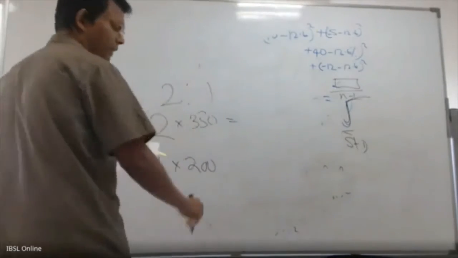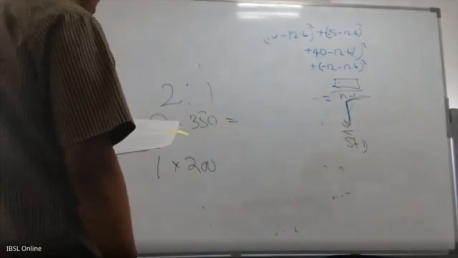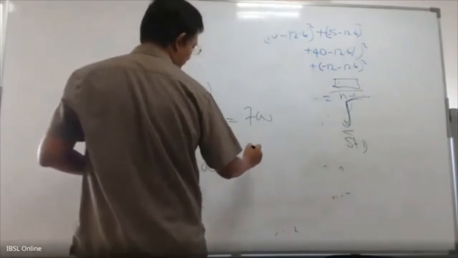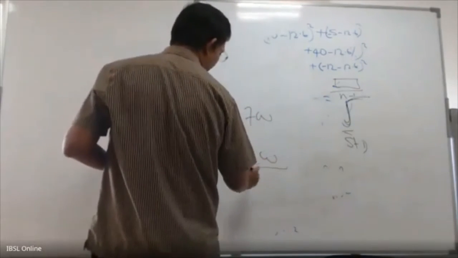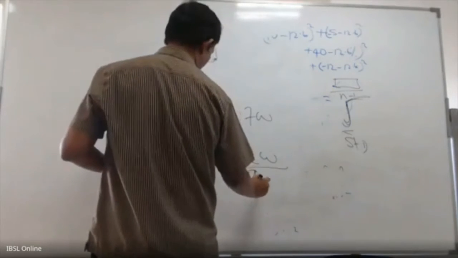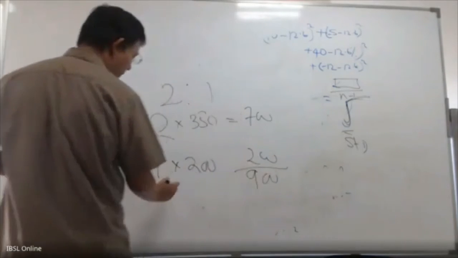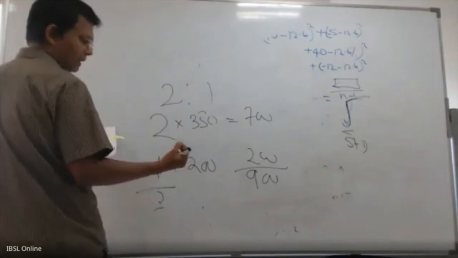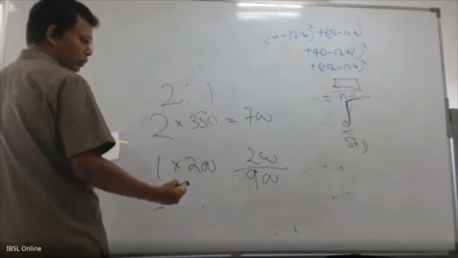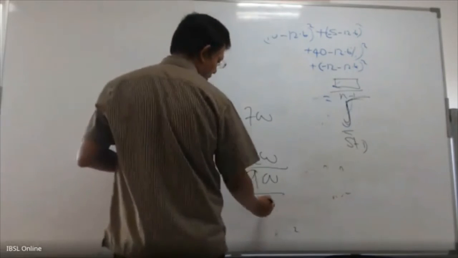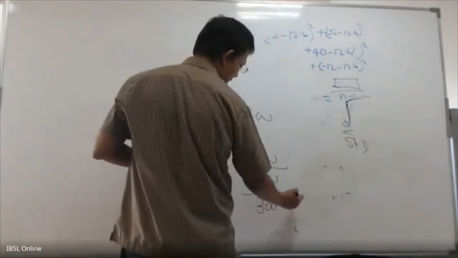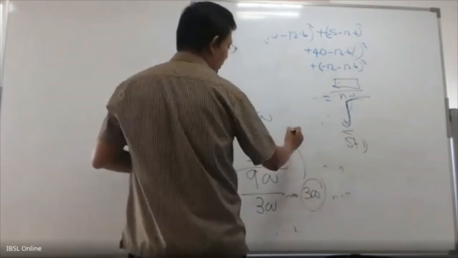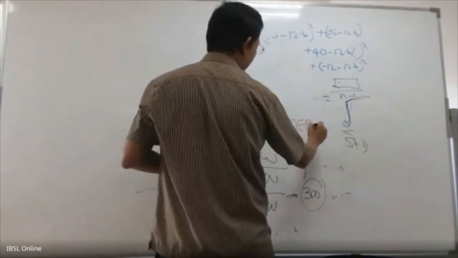So 2 into 350, it's 700. 1 into 200 is 200. Its total is 900. Divided by 3. Why 3? 2 plus 1. Ultimately after the rights issue, you have 3. So 900 divided by 3, the answer is 300. This is your theoretical ex-right price.